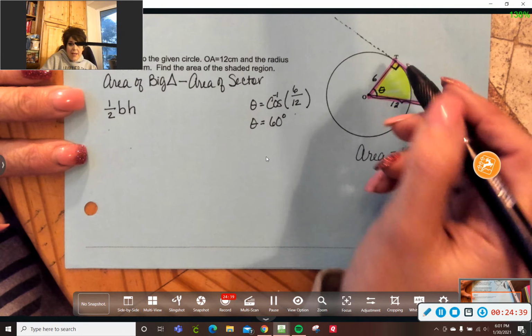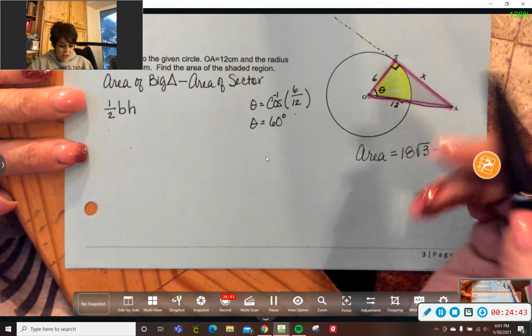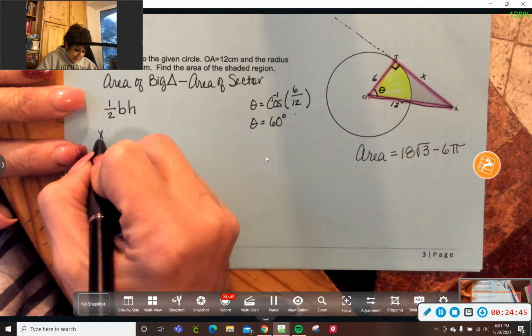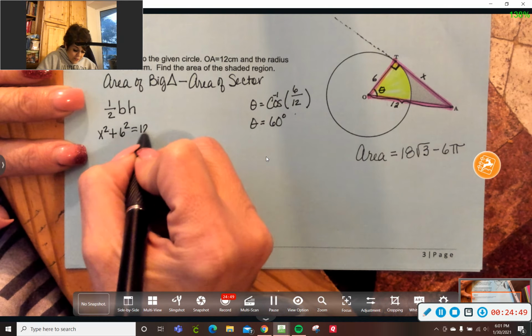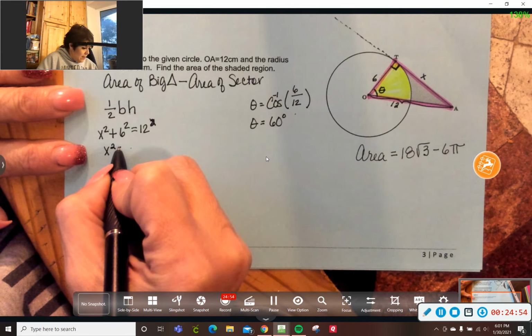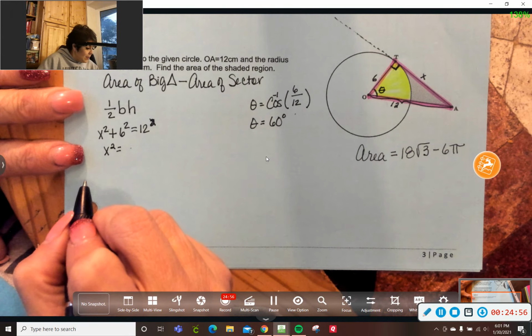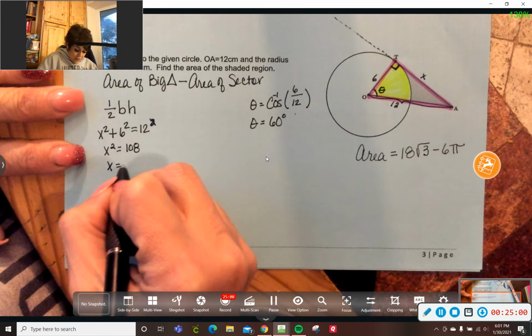So that would be my good friend Pythagoras. It's a right triangle. So I could say that x squared plus 6 squared equals 12 squared. Ooh, 12 squared. There we go. X squared equals, let's see if I already worked this on my paper anywhere. I did. Equals 108. x equals the square root of 108.